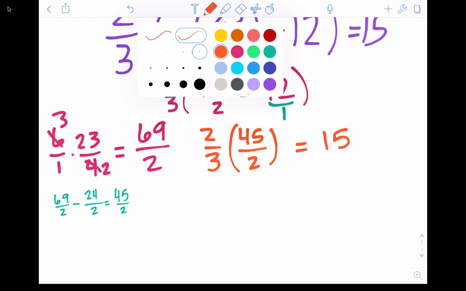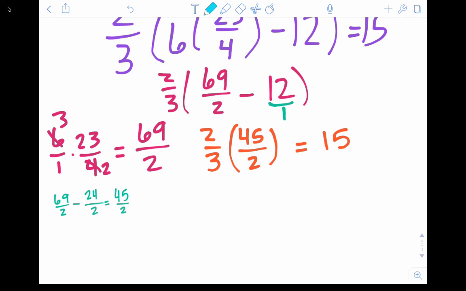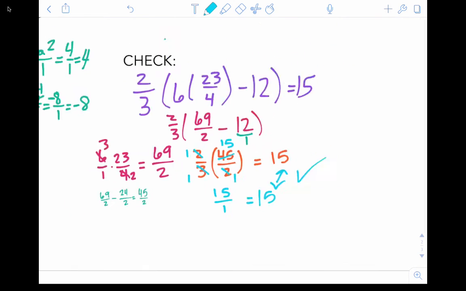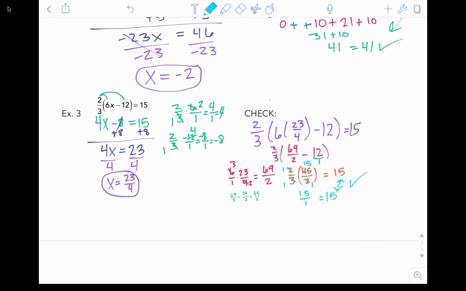So when I'm multiplying this, I'm going to cross simplify. My 2's both become 1's. My 3 becomes 1, and my 45 becomes 15. So when I multiply straight across, I get 15 over 1, which is 15. So those are equal. I did get the right answer, even though I was a little unsure when I got 23 over 4, because that was kind of a weird fraction. That is the right answer.